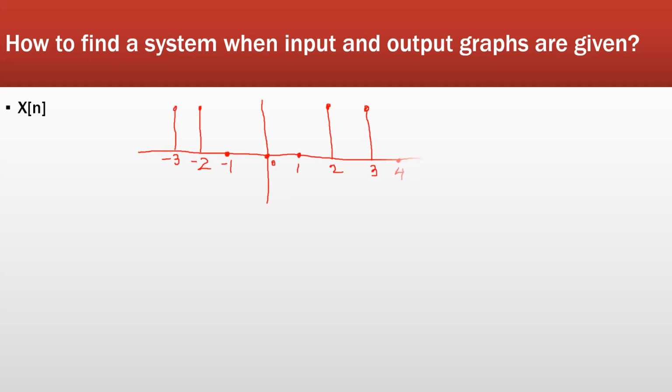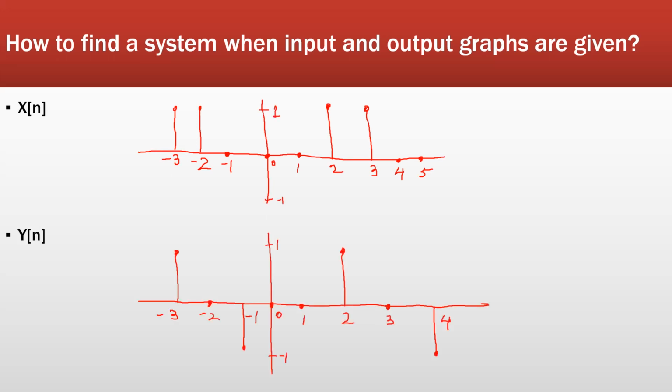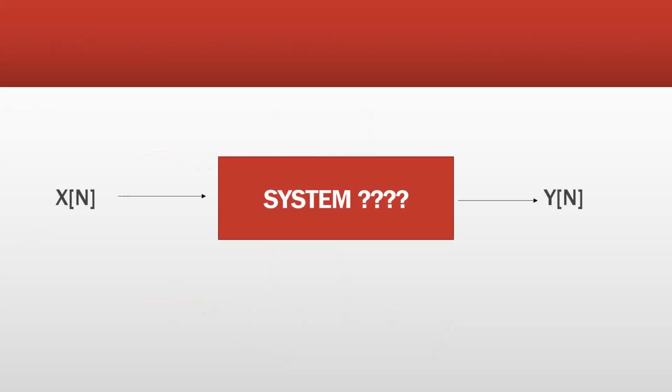This is x of n, that is the input graph, and this is y of n, that is the output graph. Now we have to find the system response, that is, how the system looks. The major question is we are provided with input x of n and output y of n, and we have to find the system. We will see further how we can find it.